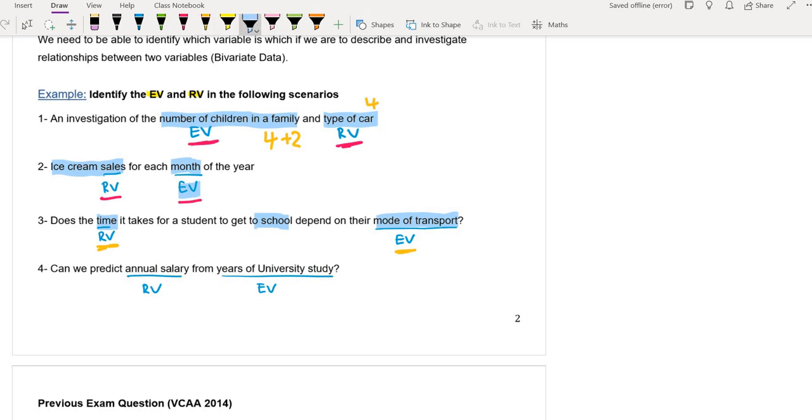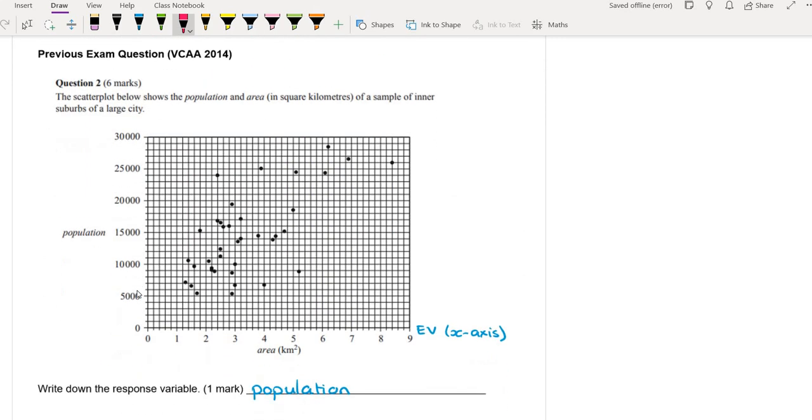And the last one, salary and years of study. Typically speaking, which is not always true, if you study more, you'll probably end up with a job that pays more. So university is the EV in this case. Now, you'll see something like this in an exam. This one throws you off a little bit because it has a scatterplot as well. But essentially, it has population and area, so how big the area of a suburb is and how many people live in it.